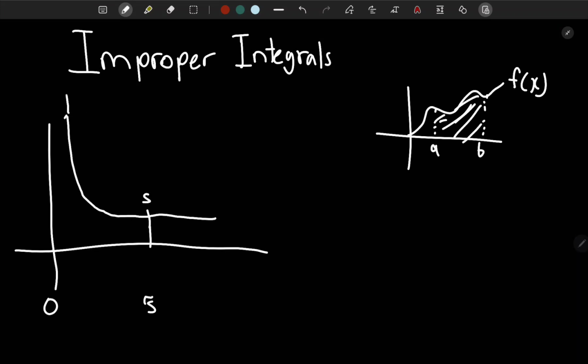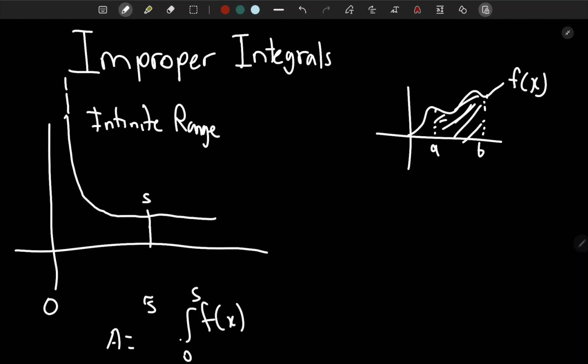And this line keeps going until 0. So we don't know exactly when it stops. So this is when we have an infinite range, and the integration for this will be from 0 to 5 of the function.